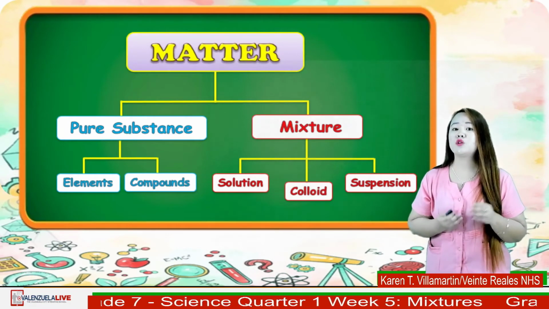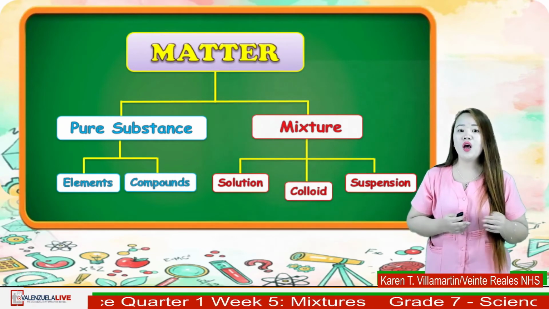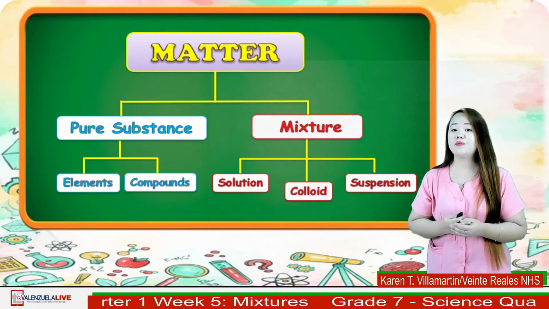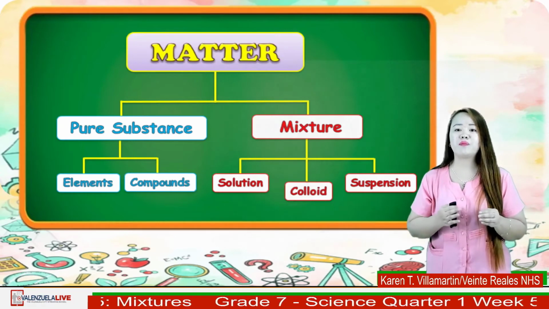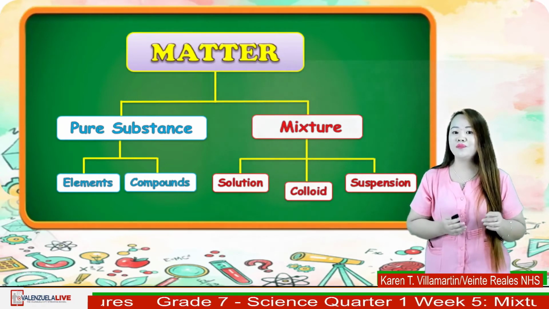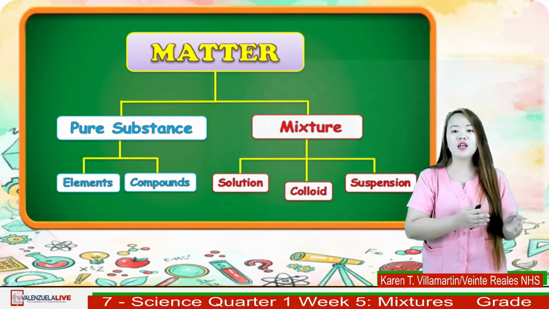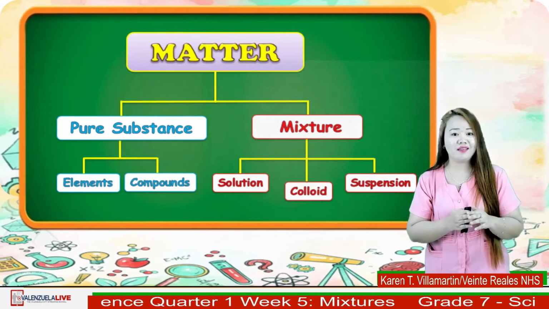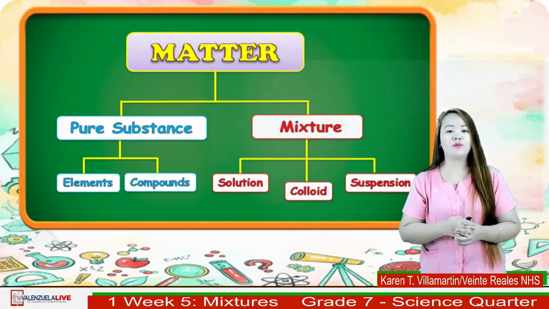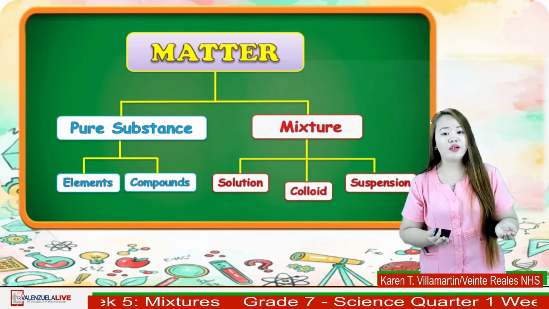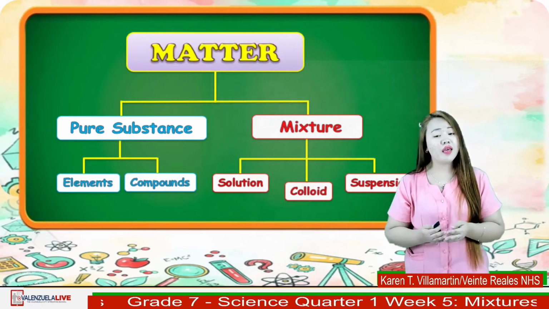Solution consists of solute and solvent. Solute is the substance being dissolved, while solvent is the dissolving medium. Colloid is a mixture in which the dispersed particles do not settle out. Suspension is a liquid or other substance in which solid particles are mixed but not dissolved. Some examples of mixtures commonly found at home are oil and water, honey and lemon, milk and chocolate, coffee and cream, and many more.